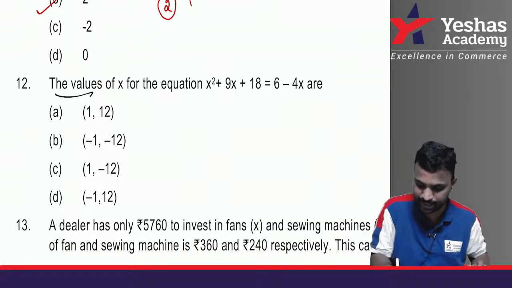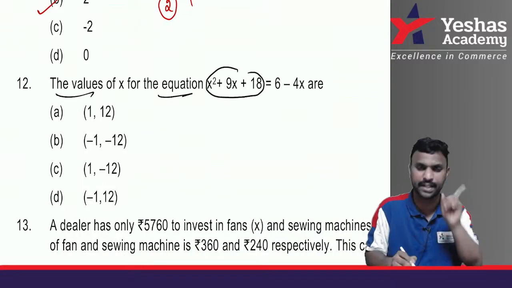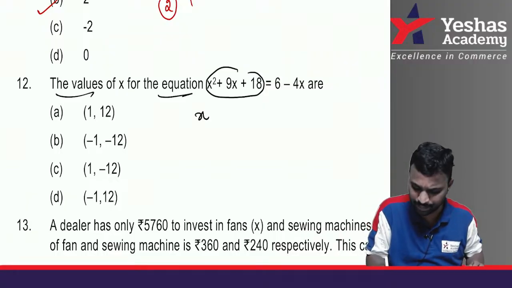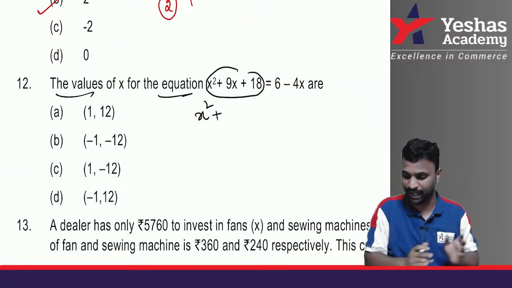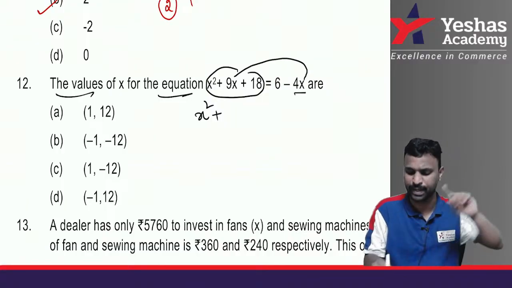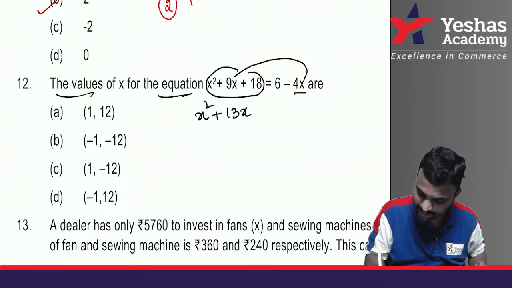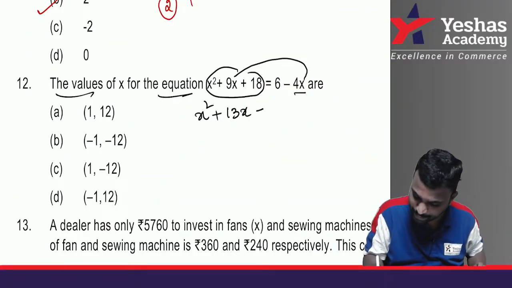The values of x for the equation x square plus 9x plus 18 is equal to 6 minus 4x. Guys, first of all, make it a proper equation by combining x terms together. This minus 4x becomes plus 4x. 9x plus 4x is how much? 13x. 18 minus 6 is how much? It is 12, equal to 0.